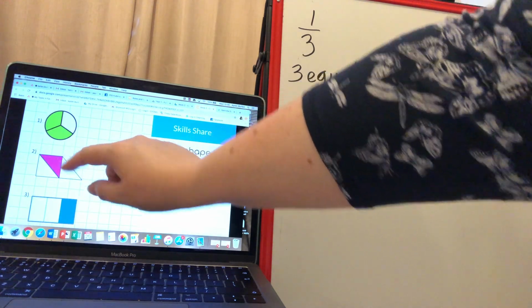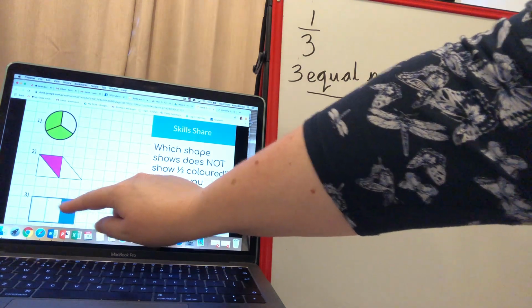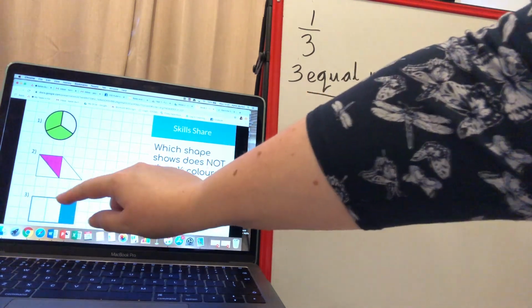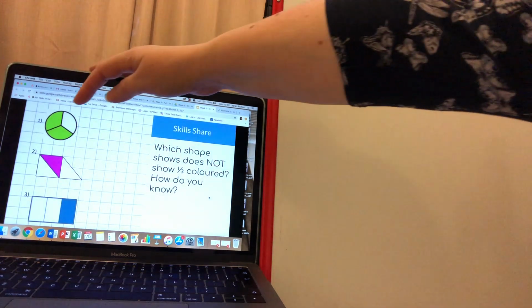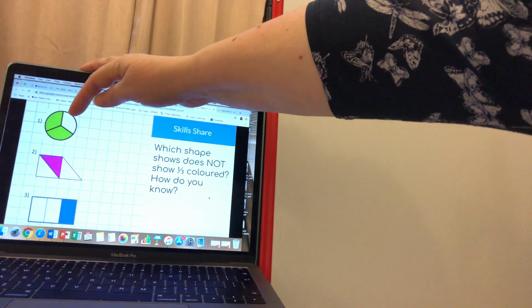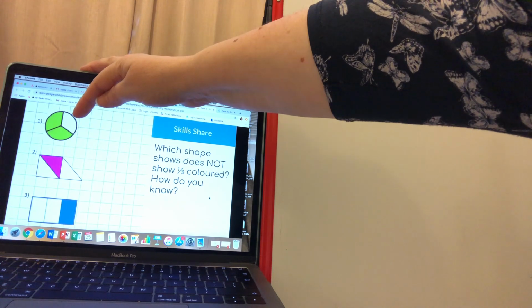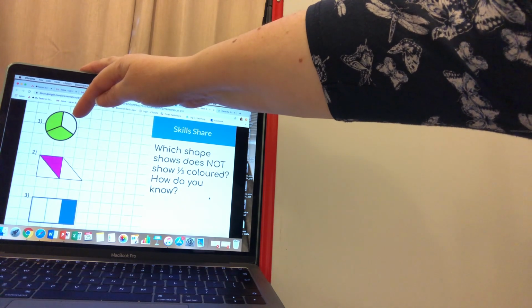That has got 1/3 coloured. 3 parts, 1 coloured. That's 1/3 coloured. But we wanted the one that's not got a third coloured. So it is 1, isn't it? The one with 2/3 colour has not got 1/3 coloured. Okay, so it's number 1.